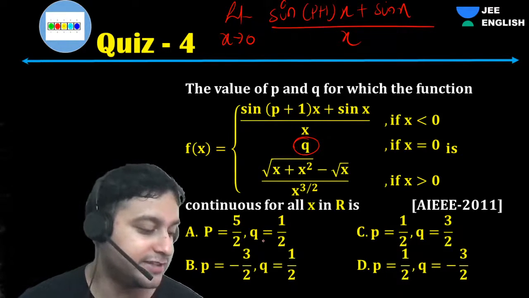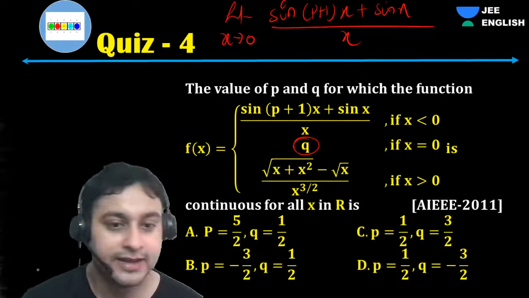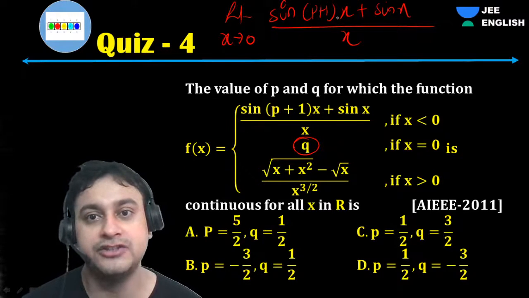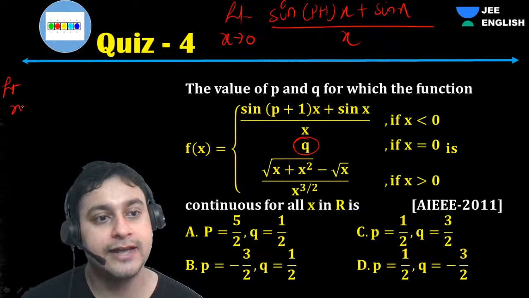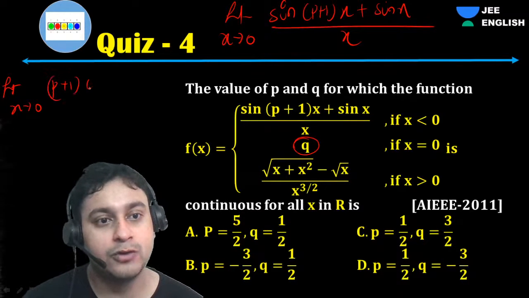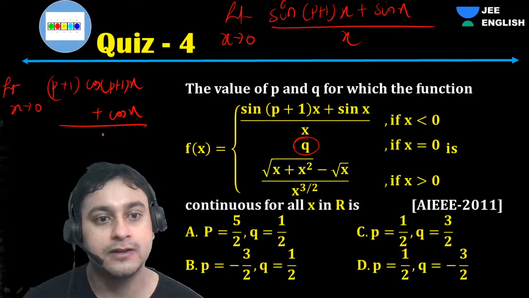So it's a 0 by 0 form, right? You can differentiate because sin 0 plus sin 0 is 0 by 0. So if you differentiate it, you will get what? Limit x tending to 0 of (p+1) into cos((p+1)x) plus cos x, right? Upon 1.